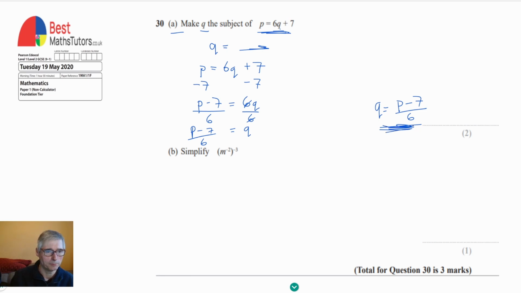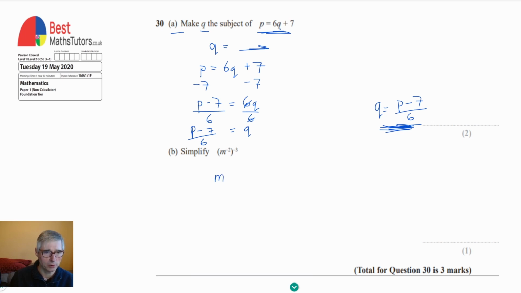So now we're going to look at part B, which involves indices, which is another word for powers. And we can see we've got m to the power minus 2 in a bracket to the power minus 3. And there's a rule that if you've got a power on the inside of a bracket there and a power on the outside of the bracket, you can actually multiply them together.